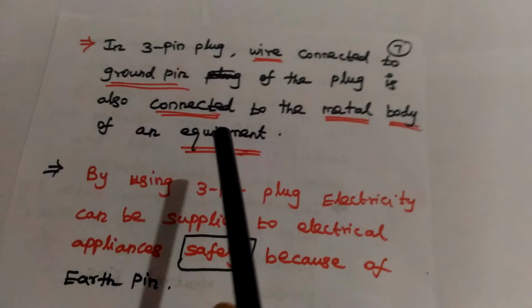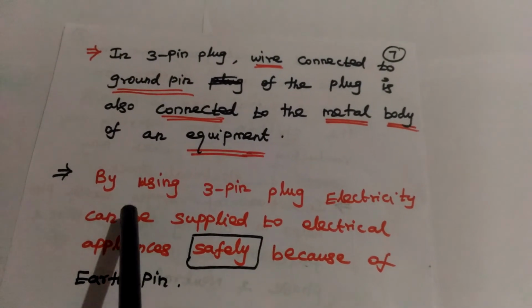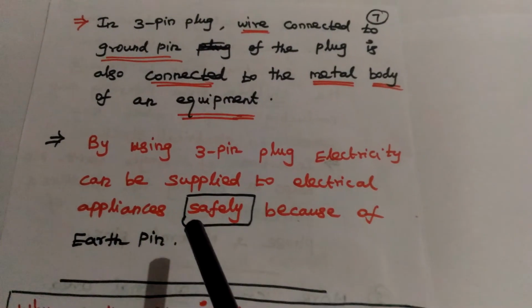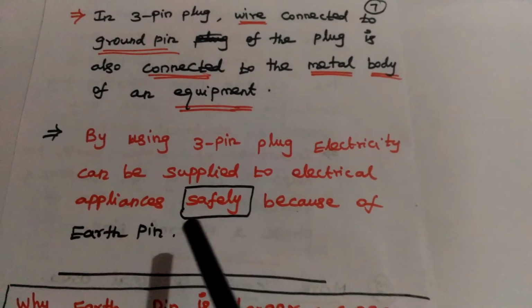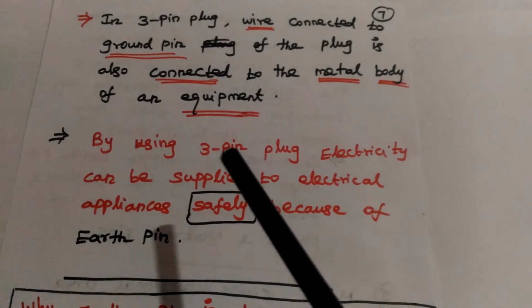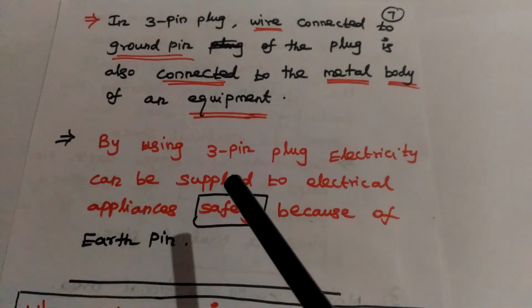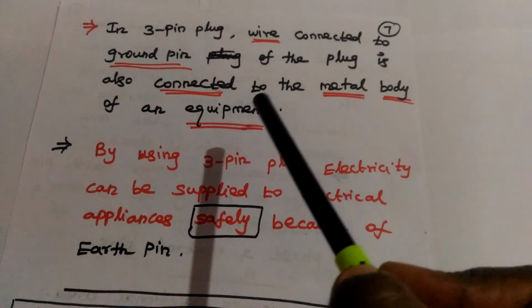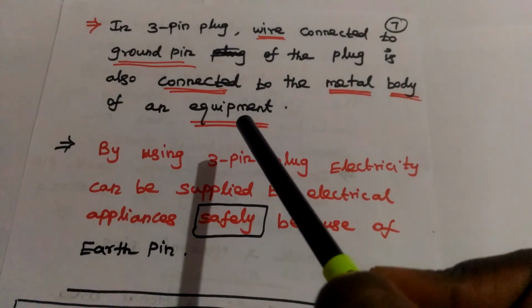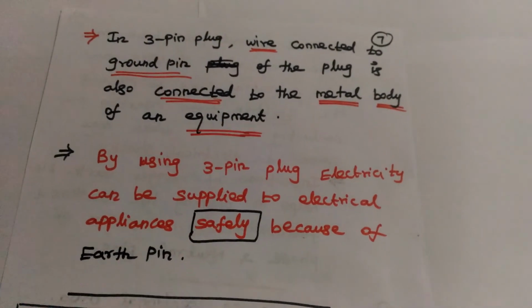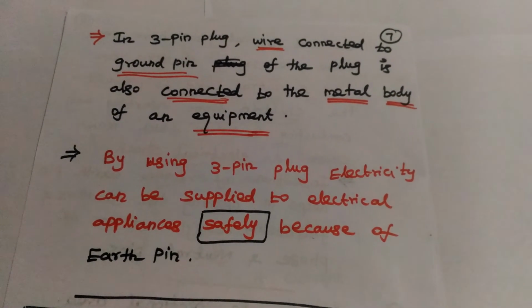Next we will see what the purpose of a 3-pin plug is. The 3-pin plug is mainly used to supply electricity to appliances in a safe manner. When we use the 3-pin plug, we can safely supply electricity to the particular appliances. It will not create any electrical shock to the human being. In the 3-pin plug, the wire connected to the ground pin is normally connected to the metal body of the equipment. That's why the leakage current flows to the earth. So this is some information about the 2-pin plug and the 3-pin plug.